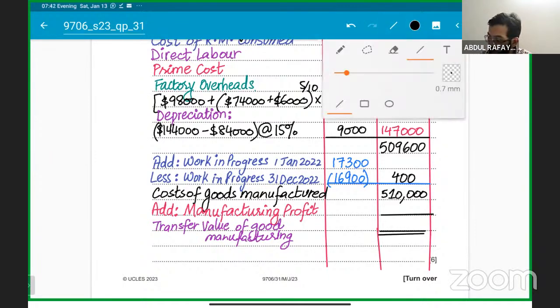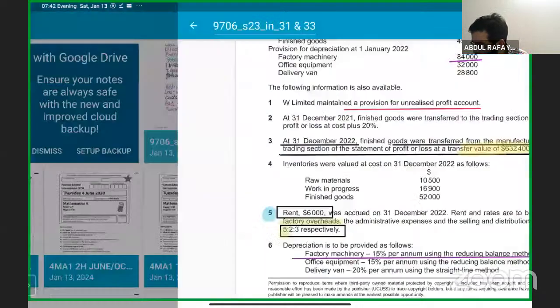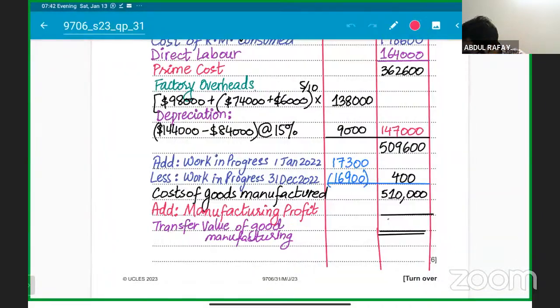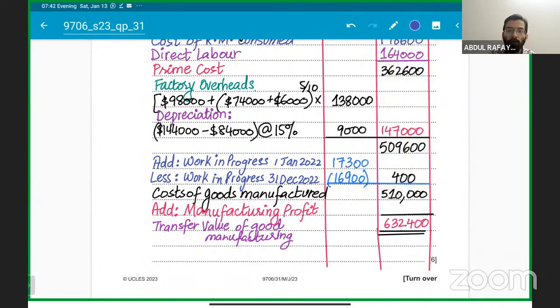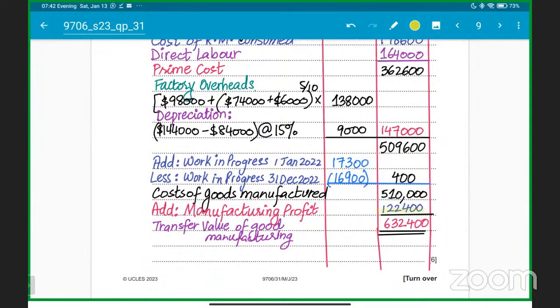Clear? So I'll just copy down the number here. That is 632,400, students. Guys, there with me? And the manufacturing profit will be the difference between them. Okay, 632,400 minus 510,000. Can you guys hear me? Follow? Are you guys there? 122,400 is the manufacturing profit. Okay, understood? Clear? Yes. Okay.